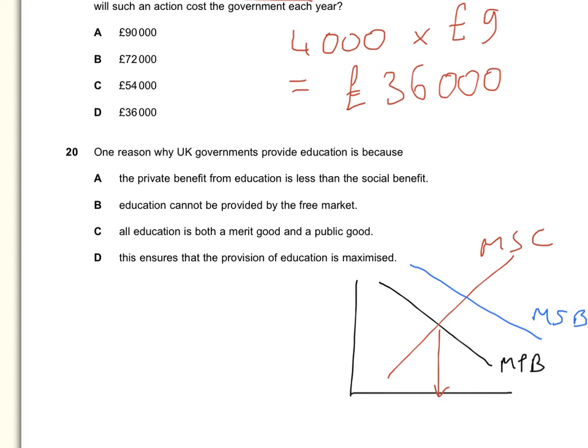Here's a simple sketch to answer this particular question. So why do UK governments provide education? Remember, education is a merit good rather than a public good because it can be provided by the market, but the private gains from education are less than the social benefit. So if it's provided in the market, we're at point A. With government intervention, we can be moved to point B. So the answer is A.